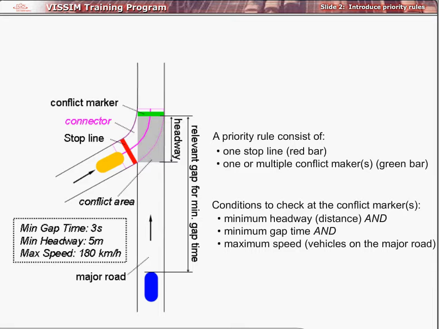Only the vehicles that approach the conflict marker at a speed lower than the maximum speed will be considered by the headway condition. In order for a vehicle not to stop at the stop line, all the conditions at all the corresponding conflict markers need to be fulfilled. Therefore, using the default setting for illustration, the headway must be greater than 5 meters, and the gap time must be greater than 3 seconds for any approaching vehicle on the main road that is traveling at less than 180 kilometers an hour in order for the vehicle on the minor road to cross.